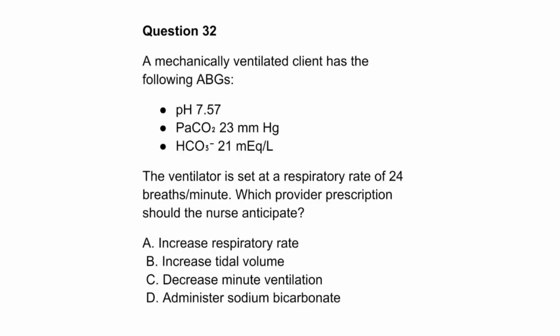Question 32. A mechanically ventilated client has the following ABGs. pH 7.57. PaCO2 23 millimeters of mercury. HCO3 21 milliequivalent/L. The ventilator is set at a respiratory rate of 24 breaths/minute. Which provider prescription should the nurse anticipate? A. Increase respiratory rate. B. Increase tidal volume. C. Decrease minute ventilation. D. Administer sodium bicarbonate.